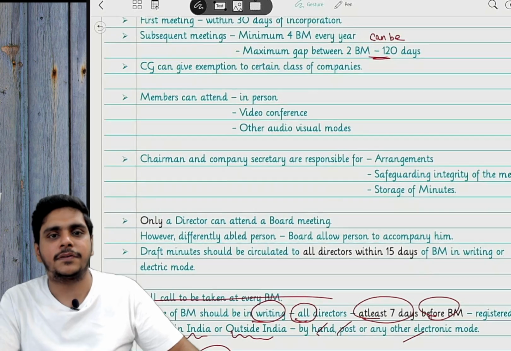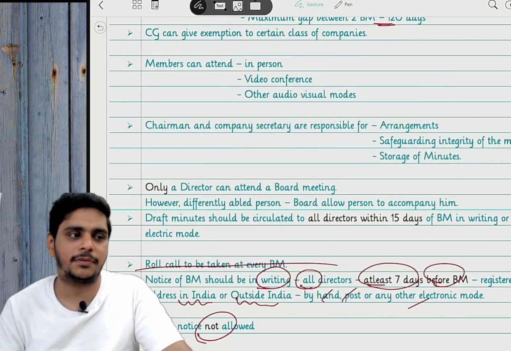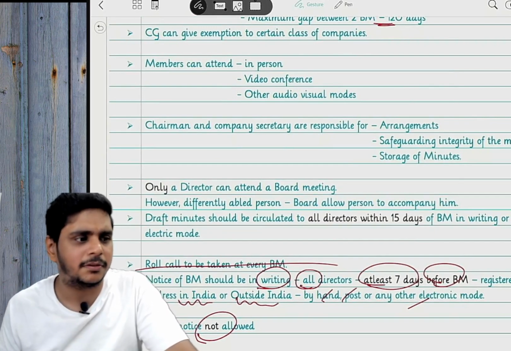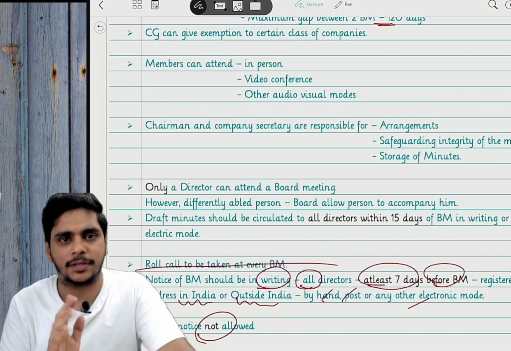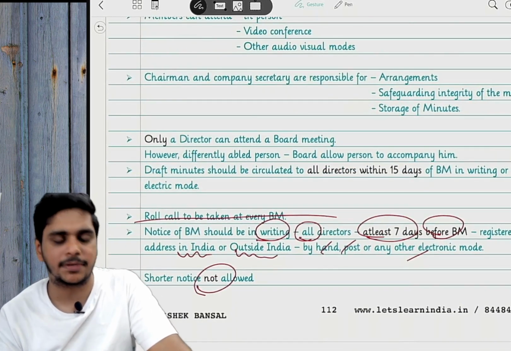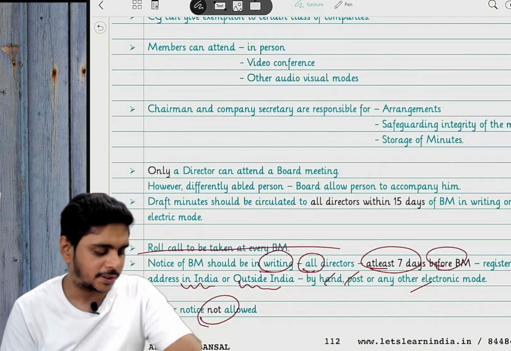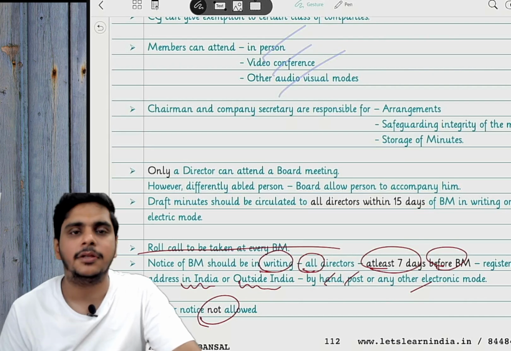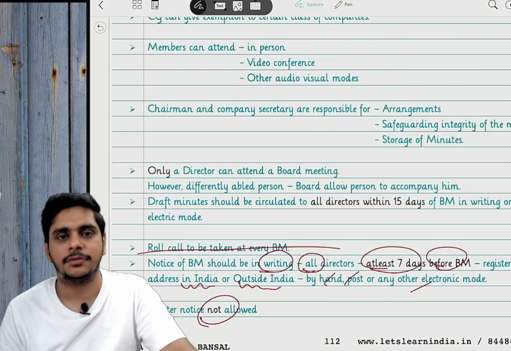However, the Central Government can give exemption to certain classes of companies, maybe a Section 8 company or an OPC, which can have a different board meeting rule. Right now, this is the rule for normal companies. Now, how can you attend the meeting? You can attend in person or by video conference or other audio-visual mode. A Zoom session you can attend, Google Meet you can attend.